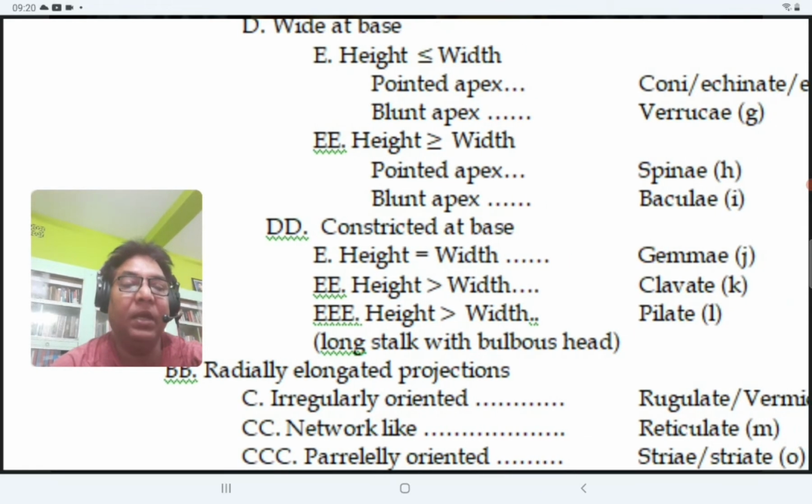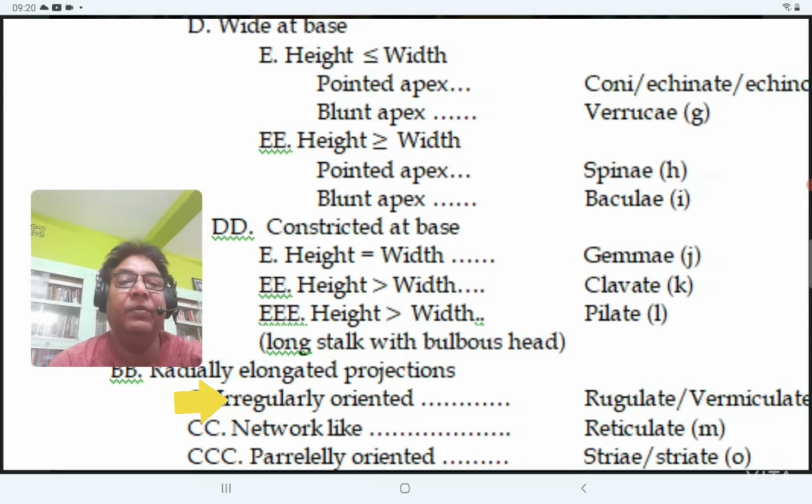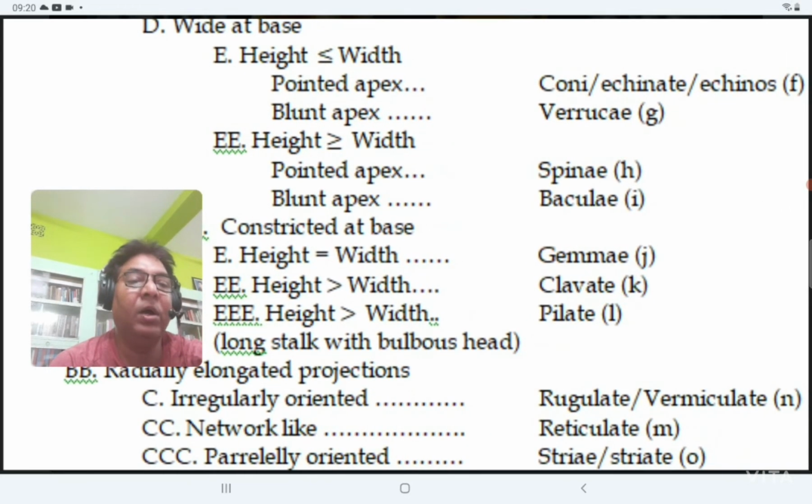Now talking about the irregular projections, radially elongated projections, there may be three categories. If the radially elongated projections are irregularly oriented in different ways, there is no particular orientation, no network. That means one particular projection does not fuse with the other. Then we will call it rugulate or vermiculate, worm-like projections. Network-like, when it becomes interconnected, then it forms a network. This is called reticulate.